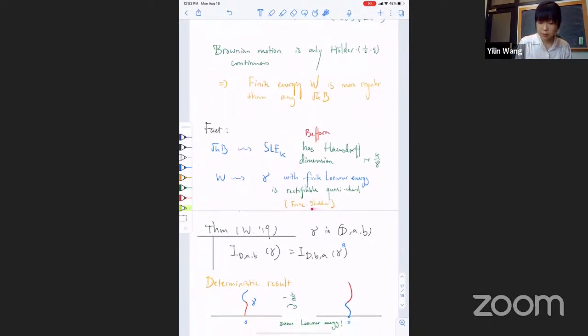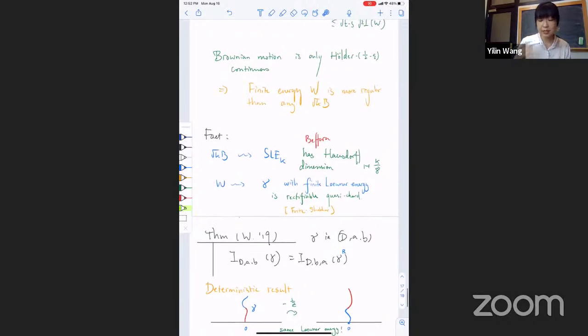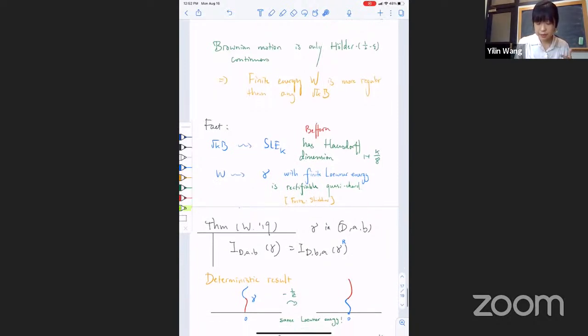And this is a result by Friz and Shekhar, who looked at the Loewner transform of functions with finite Dirichlet energy. You can see again that finite Loewner energy curves are more regular than SLE kappa. So it's really capturing some behavior when kappa goes to 0, the asymptotic behavior of SLE.